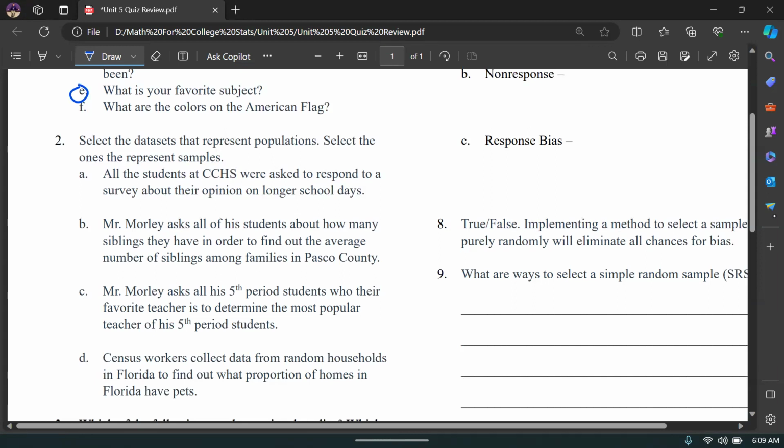So A, all the students at CCHS were asked to respond to a survey about their opinion on longer school days. So we're asking all the students at CCHS, for all the students at CCHS, right? It's about them, and we ask all of them. This is population, right? Because we're trying to figure out the population's response here. Okay, I should really do a little bit better job trying to write this.